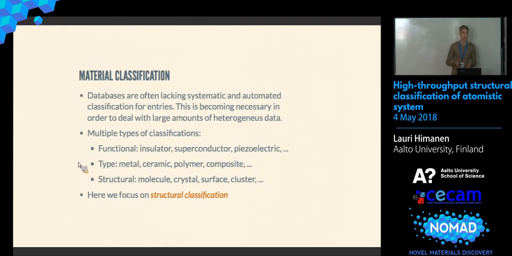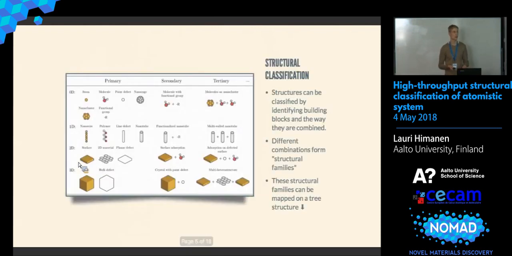Now there are multiple types of material classifications. One can classify based on functional properties, so is it an insulator, superconductor, and so on. One can classify based on the material type, is it a polymer, ceramic, and so on. Also there's the structural classification, which I'm going to focus on. So is this entry now a crystal structure, is it a surface, a molecule, and so on.